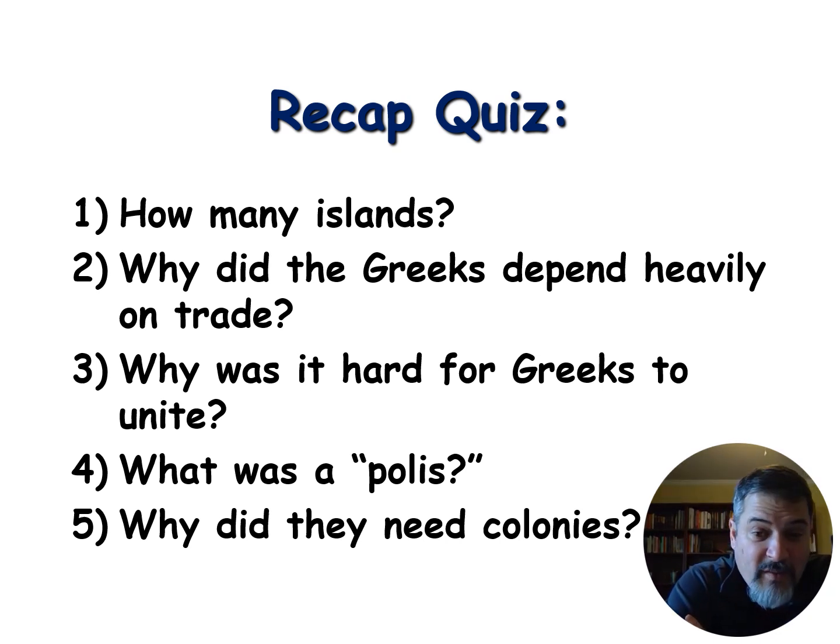So how many islands? There's about 1,400 islands. Why did the Greeks depend heavily on trade? Well, they had many harbors, and they were not always able to get what they needed from their own land. Number 3, why was it hard for the Greeks to unite? It was hard because of all the mountainous terrain. Mountains block people. Mountains separate people. What was a polis? A polis was a Greek city-state.